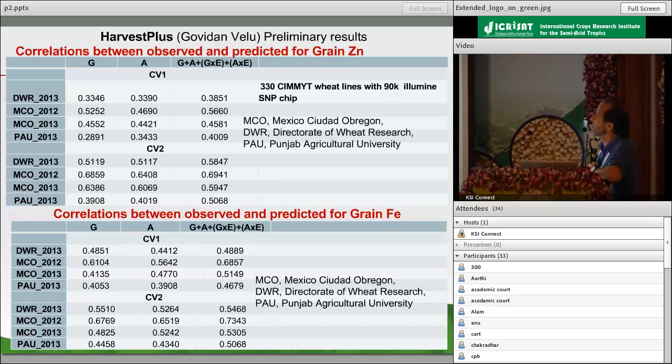But this is what we expect, and we would like to predict lines within one particular environment or across environments. This is the prediction for the lines that we set away in CV1, and the same for iron. You see that the predictions are not really bad. For some sites, like Oregon, they are really good.